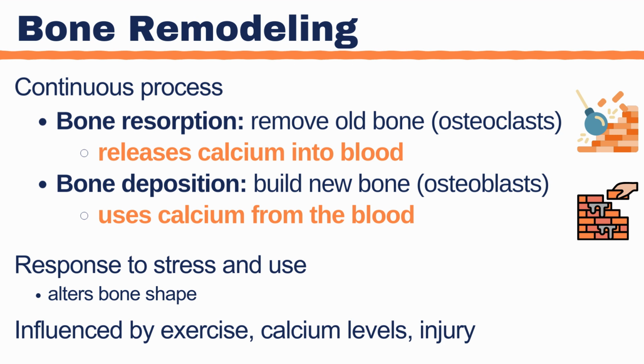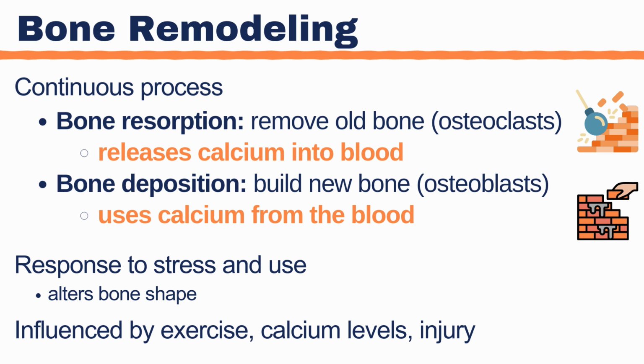Remodeling doesn't happen randomly. Bones remodel in areas where they are used and stressed the most. When a bone experiences regular stress, like during exercise, it responds by becoming stronger in those areas. Bone remodeling alters the shape of the bone based on the stress put upon it.